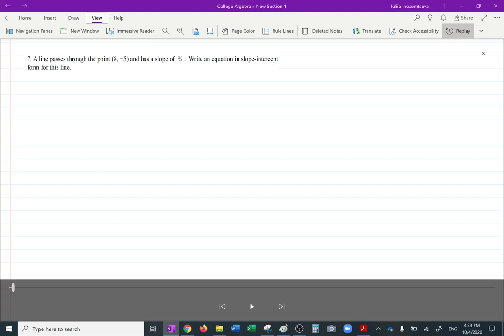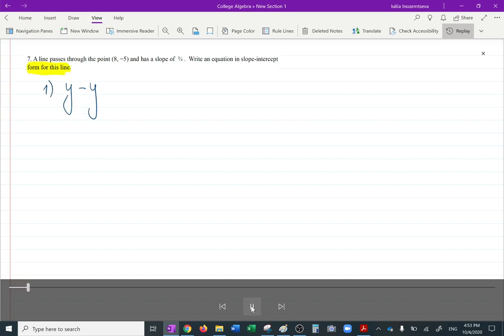Hello and welcome to the video where we're going to be talking about the equation of the line, in this case in the slope-intercept form, where indeed we are given a point and a slope. The point given is (8, -5) and the slope is 3/4.